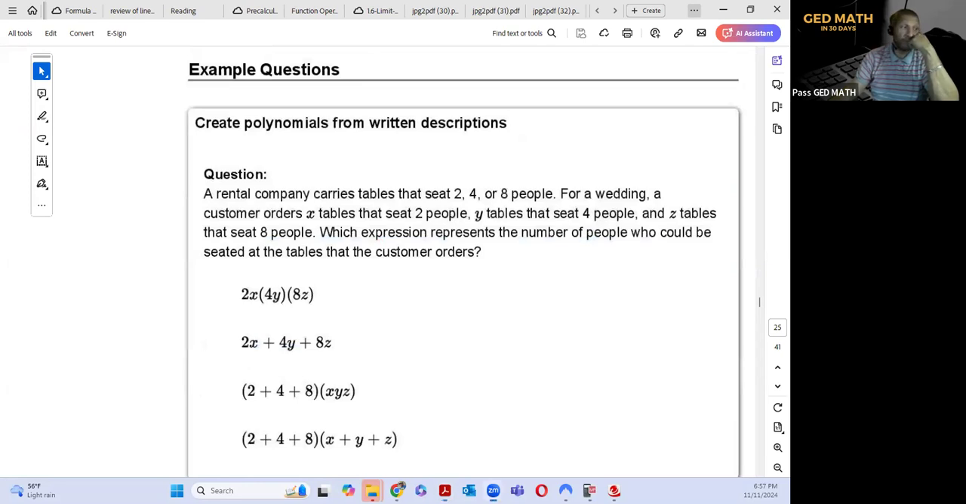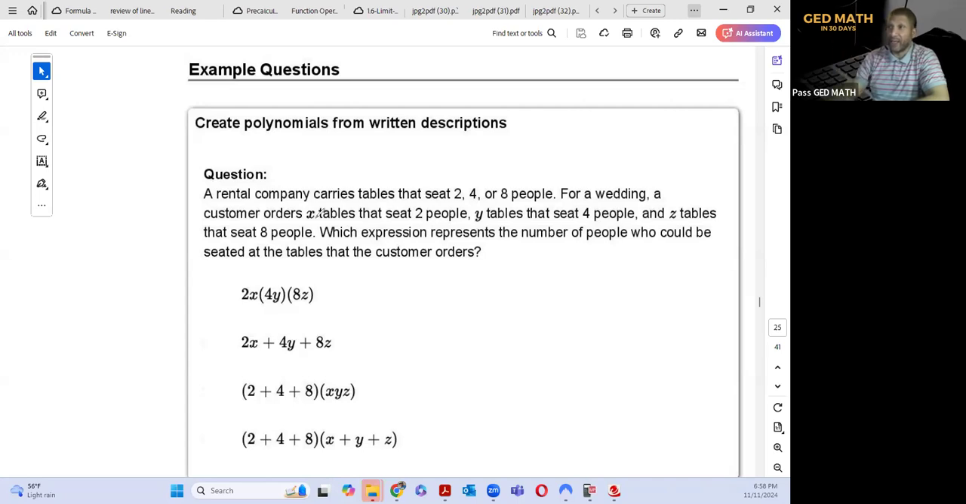Look at this word problem. A rental company carries tables that seat 2, 4, and 8 people. For a wedding, a customer orders X tables that seat 2 people, Y tables that seat 4 people, Z tables that seat 8 people. What expression represents the number of people who could be seated at the tables that the customer ordered? Oh my God, this is so hard. I don't know where to start. That's the mistake that people make. They read the problem and they get anxious, they get frustrated.